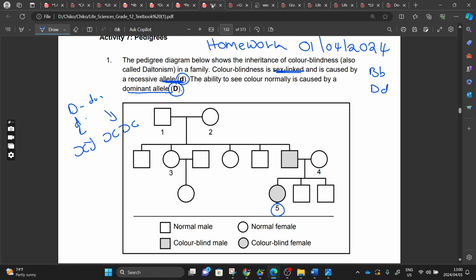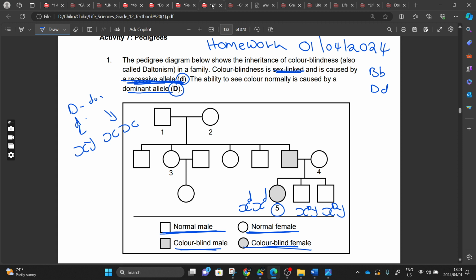You start with number 5 going upwards. Then you know that this man here is like this because it is caused by a recessive allele. And here he will be like this also because it's caused by a recessive allele and he is not affected. But here the key: a normal male, a normal female, a color blind male, a color blind female. Then number 5 will be a color blind female, and since it's caused by a recessive allele, she will have to be like this. You understand this.